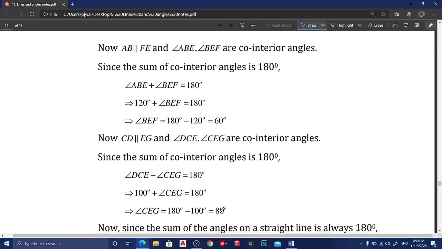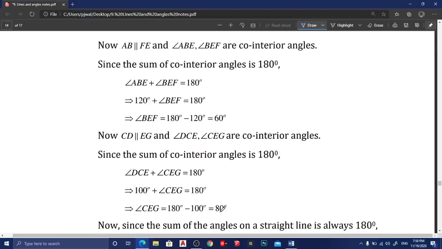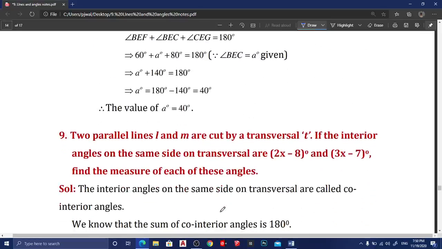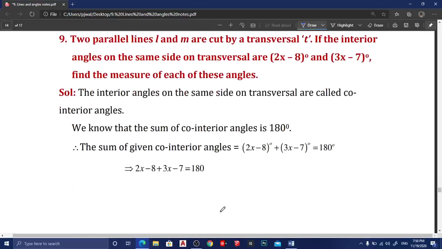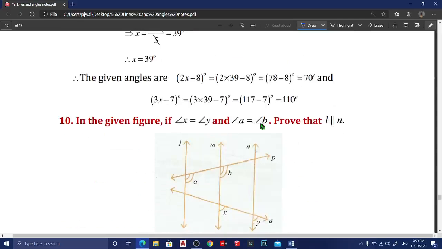You can write these notes by using my document. Now I would like to explain the next problem. Two parallel lines L and M are cut by a transversal T. The interior angles on the same side of the transversal are 2x minus 8 degrees and 3x minus 7 degrees. Find the measure of each of these angles.